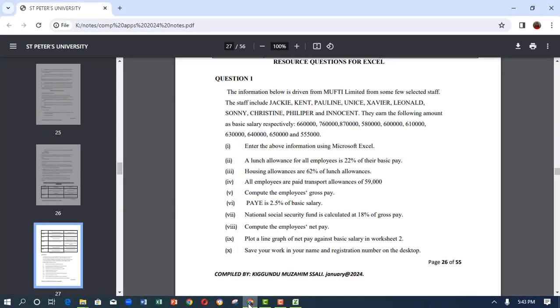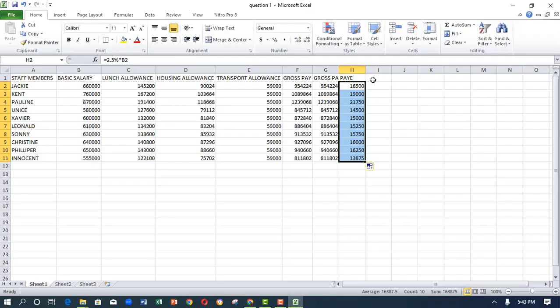So let's look for the next question. What are they telling us? They are saying National Social Security Fund is calculated at 18% of the gross pay. Okay, NSSF, that is National Social Security Fund, is calculated at 18% of gross pay. So that means we're going to calculate the NSSF based on the gross pay. Let me write it in short format, NSSF.